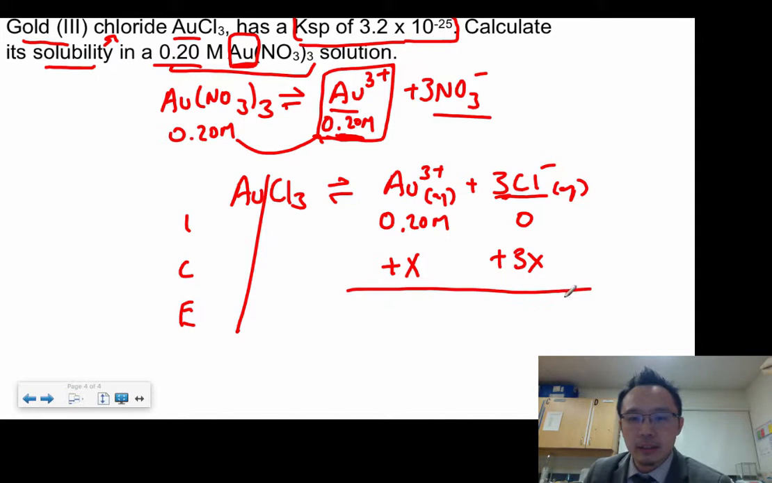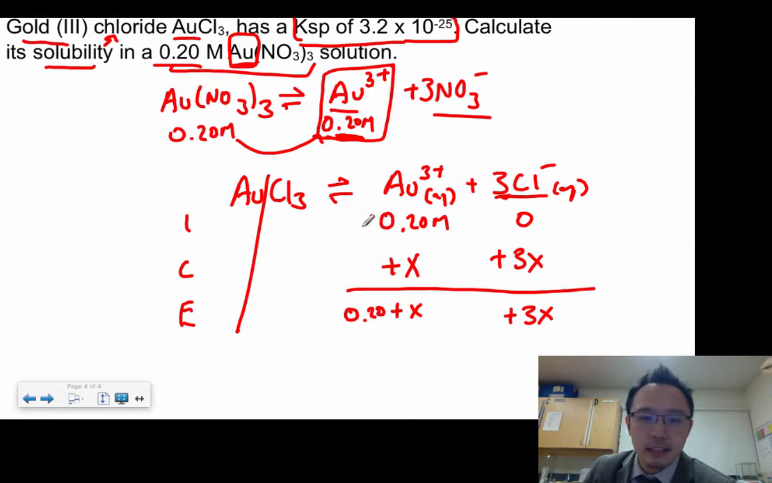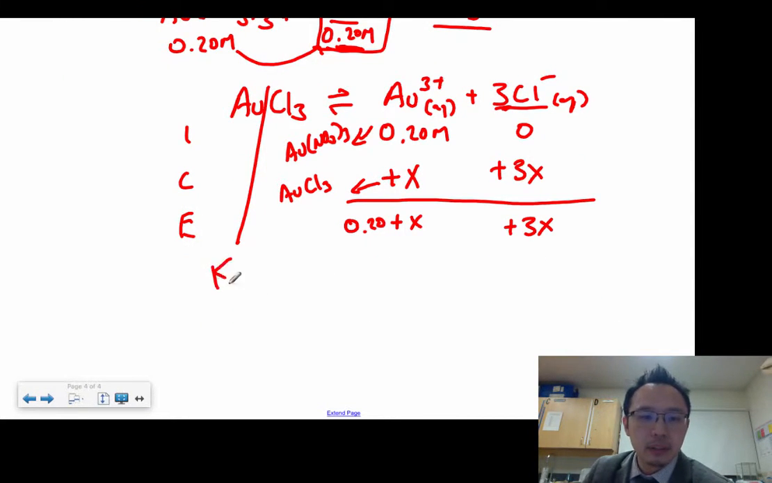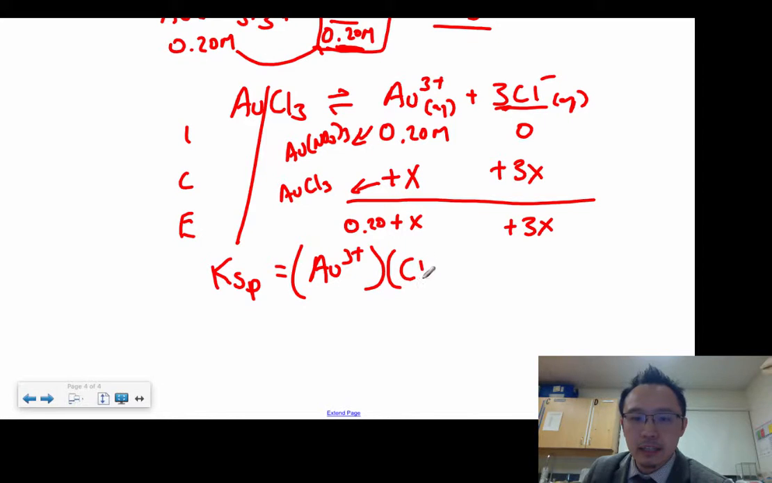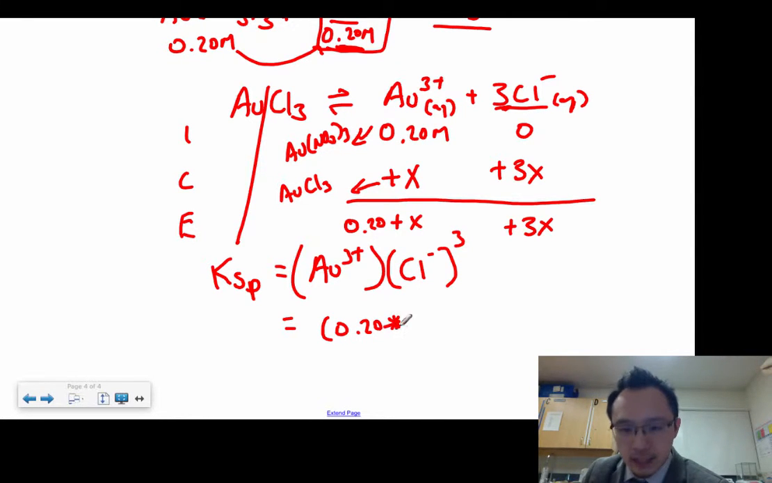Once you put all this together, this is going to be plus 3x, and this is going to be 0.20 plus x. Again, this 0.20 is from the existing AuNO3 solution, where this x is what you're adding from the AuCl3. Then that's the easy part. You're going to put your KSP equal to [Au] times [Cl minus] cubed. Substitute all this in. This is going to be 0.2 plus x times 3x cubed. That's going to be a huge number.